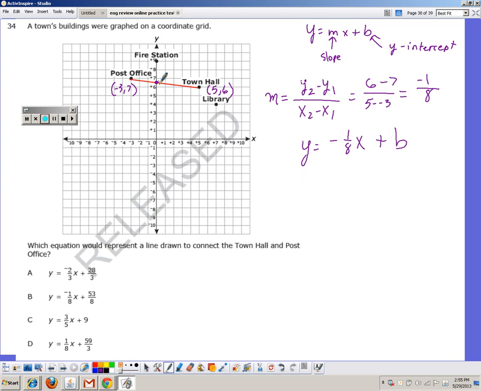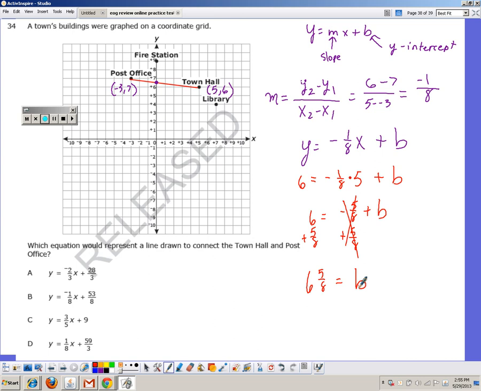I'm going to use the point for town hall, since it's positive, and it's easier to work with positive numbers than with negative numbers. So y is equal to 6, and x is equal to 5. So 6 equals -1/8 times 5, which is -5/8, plus b. To find b, we're going to add 5/8 to both sides. That gives us 6 and 5/8 equals b.